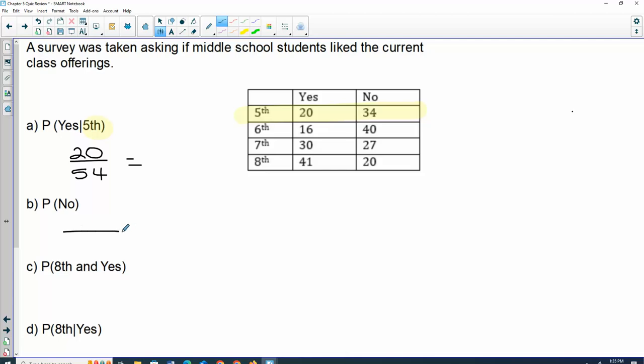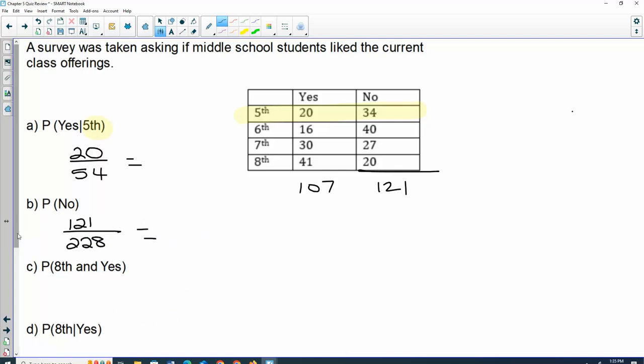The probability of no. How many people said no? What would we have to do? Alright, let's add everybody up. So 121 said no, out of how many? 220. And then you would get it from there.